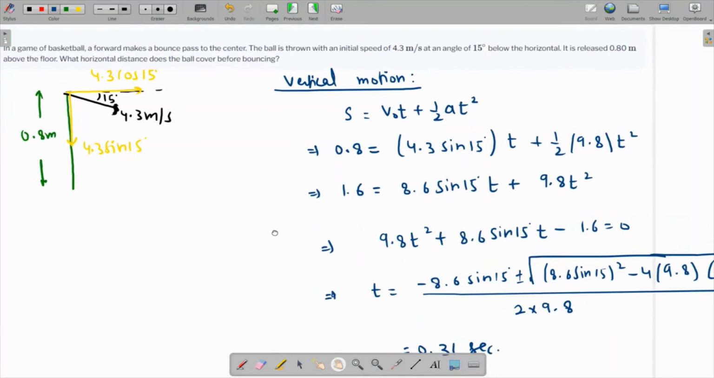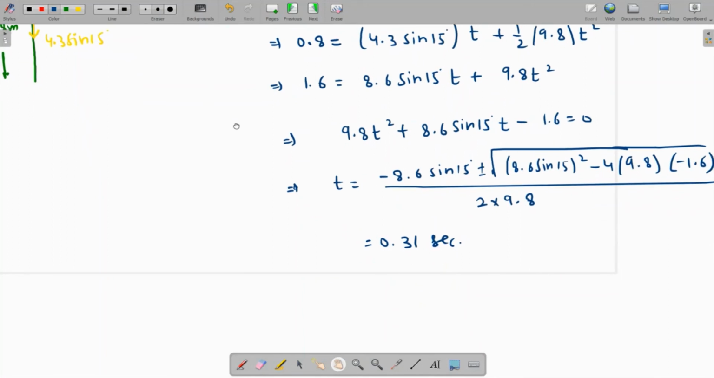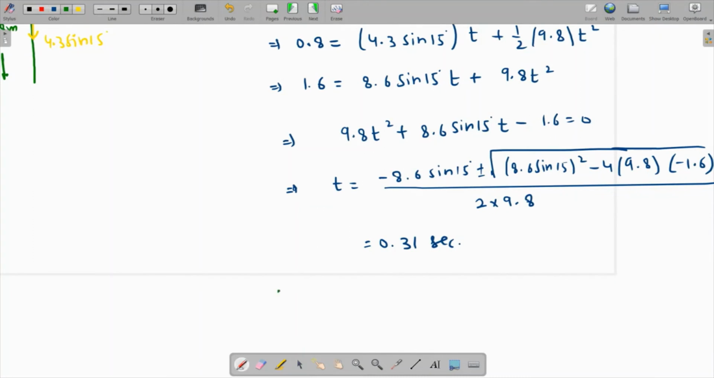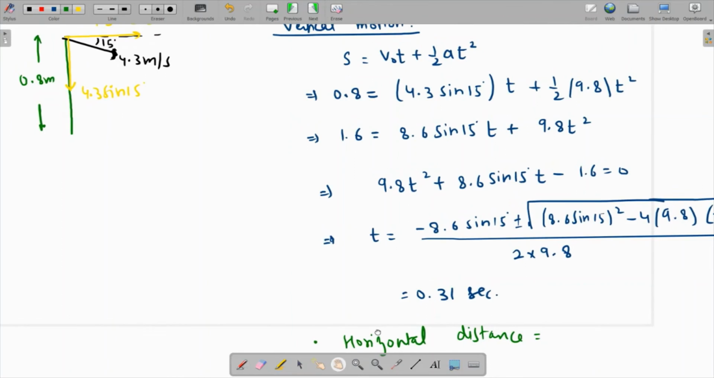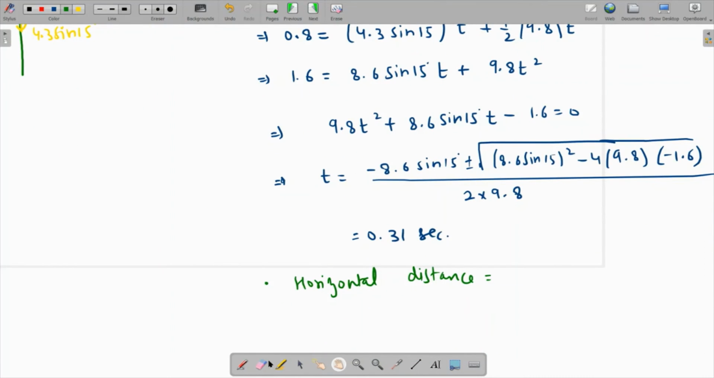So the horizontal distance is going to be the speed times time, because there is no acceleration in that direction. So the horizontal distance has got to be speed times time. So the speed is 4.3 cos 15. So this is 4.3 cos 15 times 0.31.